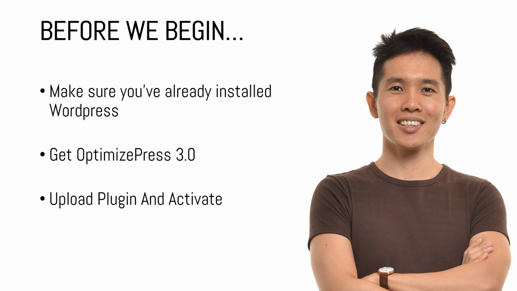Now, before we begin, you need to make sure that you have these things in place. Number one is that you have already installed your own WordPress site and that you already have one. So for OptimizePress to work, you need to have WordPress. So it's a content management system. I'm not going to explain too much about it, but you need to have that ready first, because OptimizePress 3 is basically a plugin, and you need to install this plugin into WordPress for this whole thing to work.